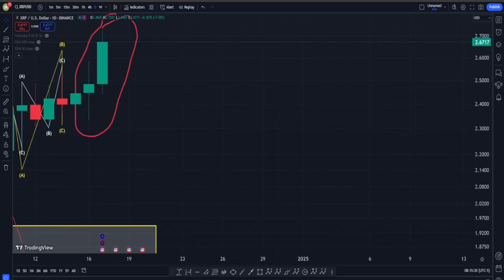So I hope I explained everything well and you understood what is going on in XRP's price chart.